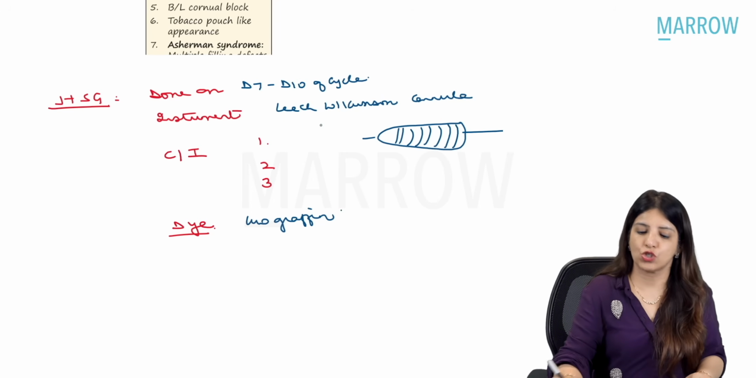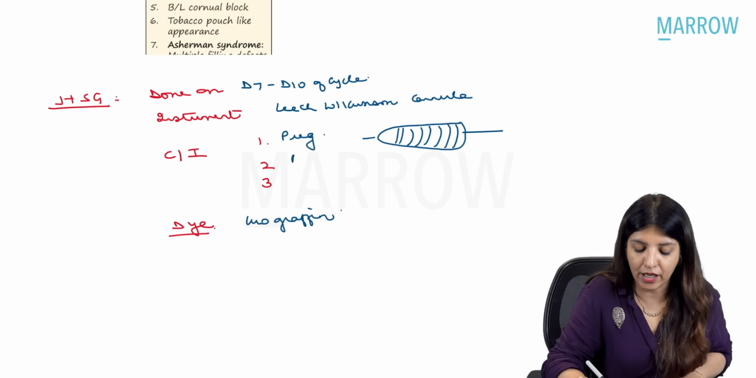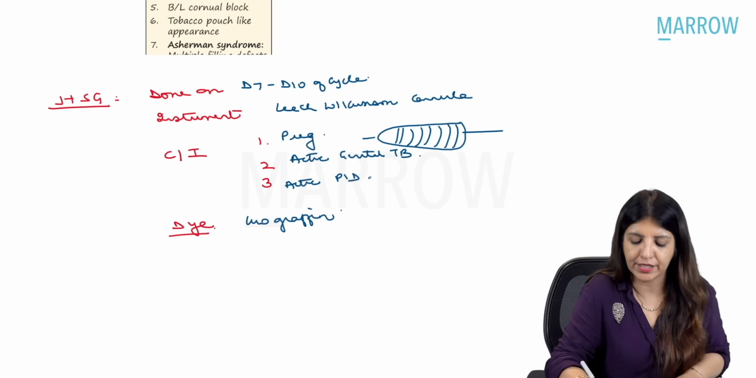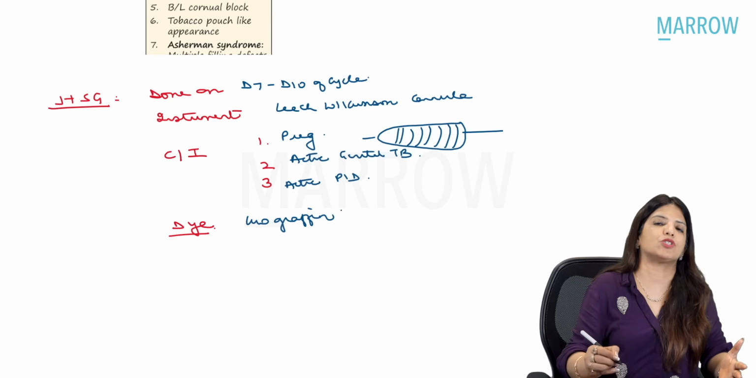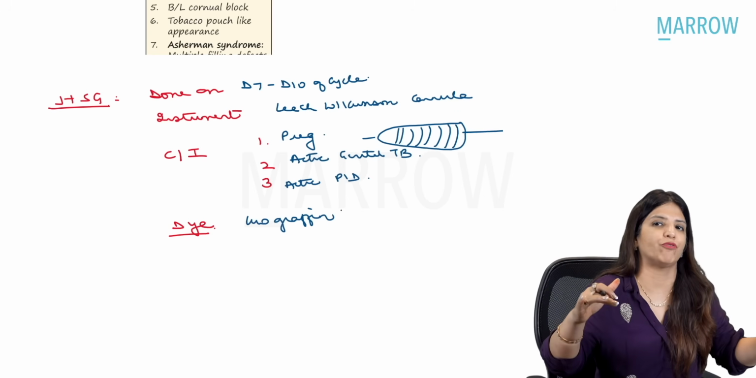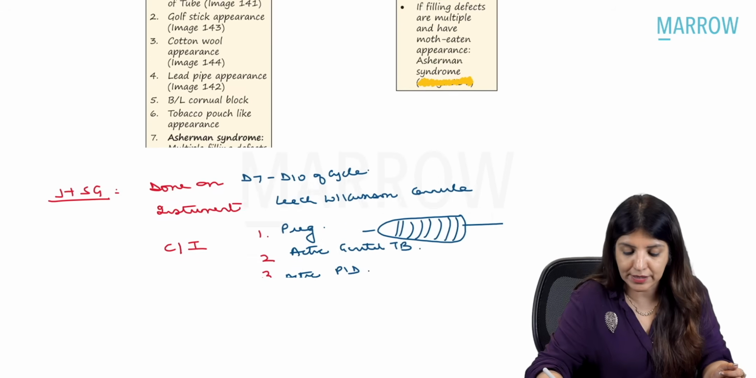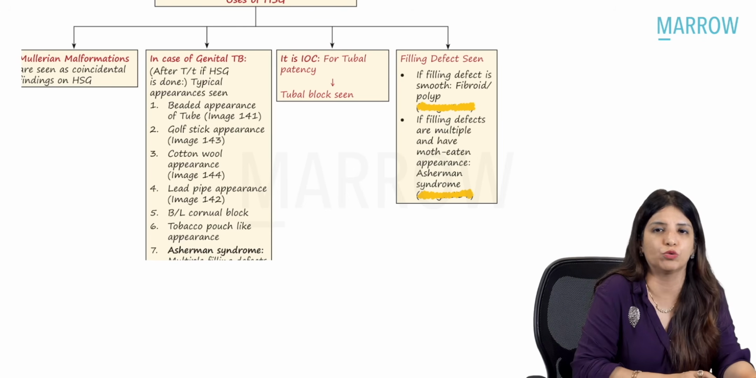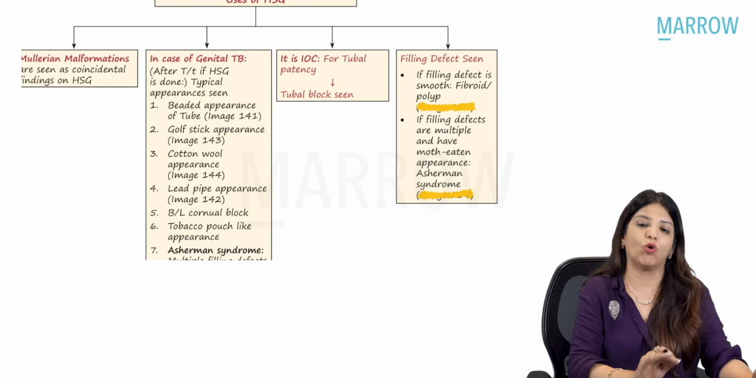What are the contraindications for HSG? Contraindications for HSG are pregnancy. Then if your patient has active genital TB and your patient has active PID. Why in case of active genital TB and PID I cannot do HSG? This is because when the dye is going to come out from the fimbrial end of the tube, it can lead to spread of infections. What all things can be detected by HSG? Please remember, HSG is not done to diagnose Mullerian malformations. Mullerian malformations are a coincidental finding on HSG.